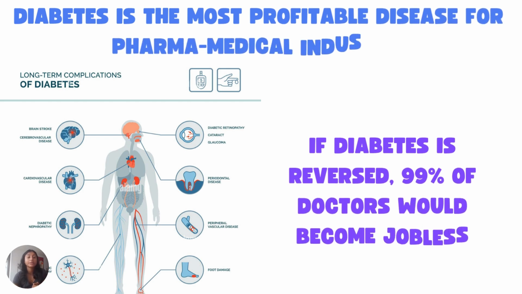Diabetes is, of course, really profitable because I think if diabetes was reversed, most of the doctors would be jobless because most of what we see is complications of metabolic issues like diabetes.